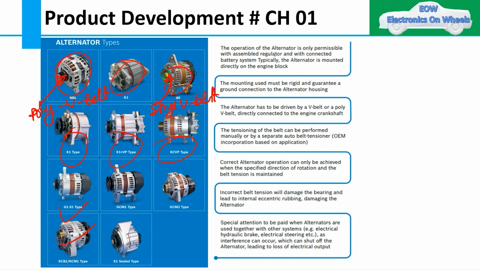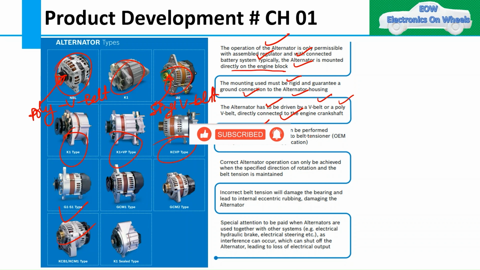The operation of the alternator is only permissible with an assembled regulator connected with the battery system. The alternator is mounted directly on the engine block, which we have already discussed. The mounting used must be rigid and guarantee a ground connection to the alternator housing. Then the alternator has to be driven by a V belt or poly V belt directly connected to the engine crankshaft. This is required, but whether V belt or poly V belt, we have to define.